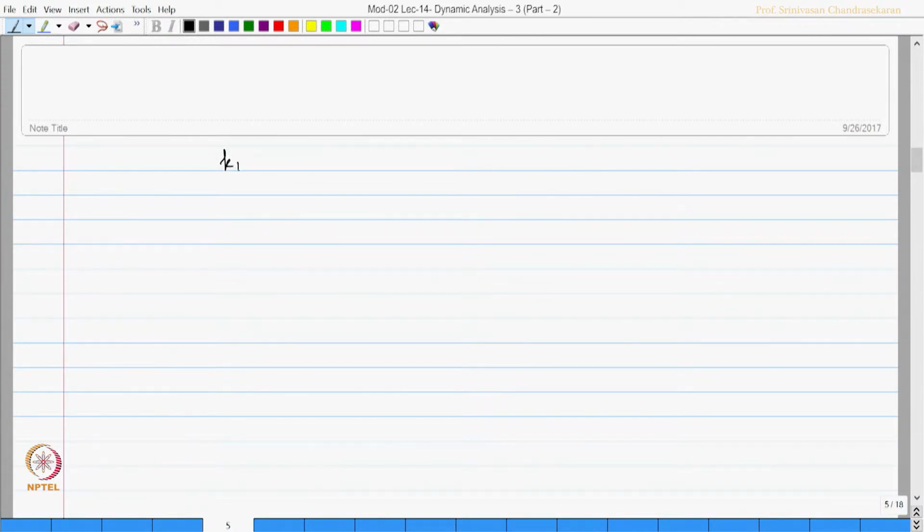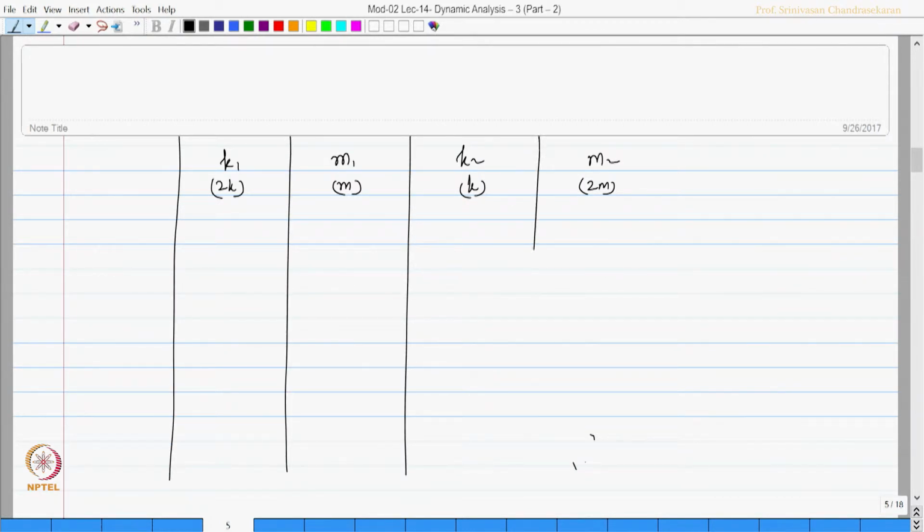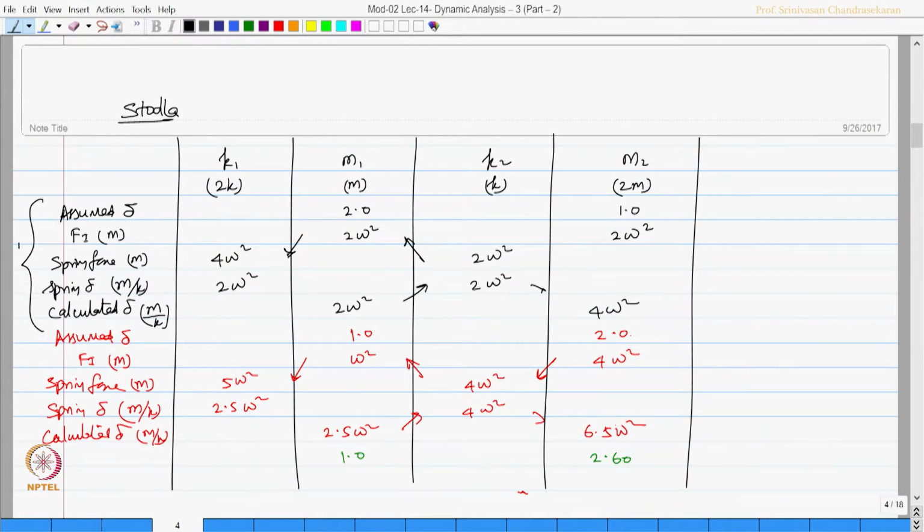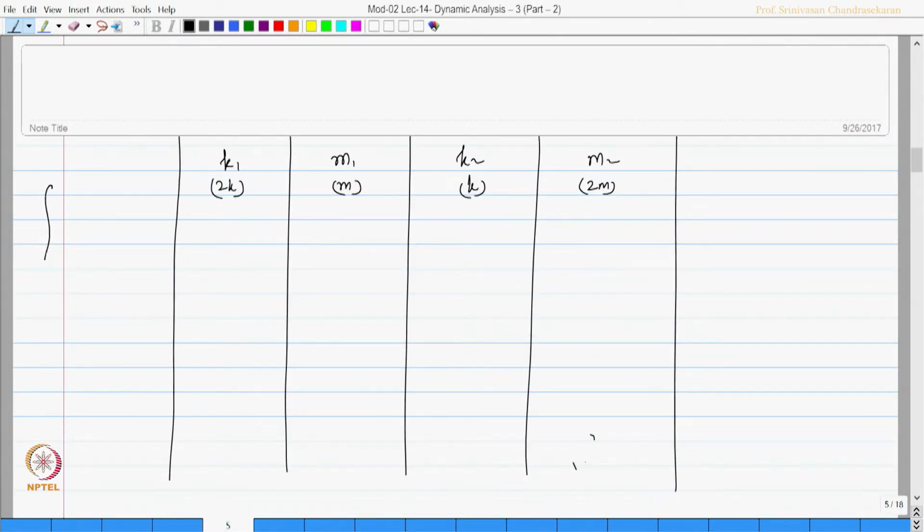We will say K1, M1, K2, M2, this is 2K, this is M, this is K, this is 2M. So, we have done the first cycle and this is the second cycle. Now, we are doing the third cycle of iteration. We say assume deflection. So, we assume this value as the third iteration start value. So, the values entered at the mass points are 1.0 and 2.6.